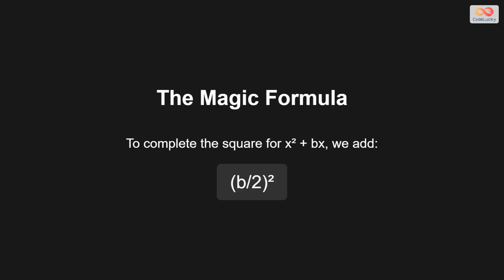And here's how we find that missing piece. The formula to complete the square is to take the coefficient of our x term, which we call b, divide it by 2, and then square the result. This gives us (b/2)². This is the value we need to add to our expression.